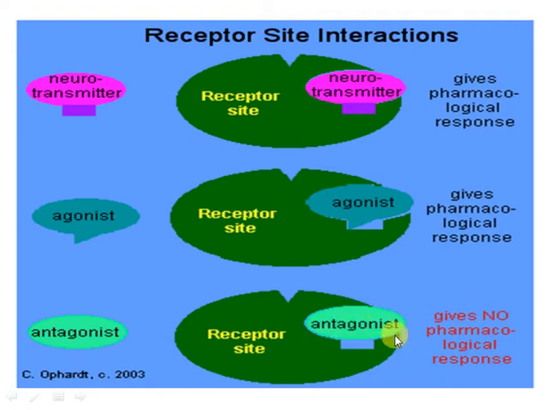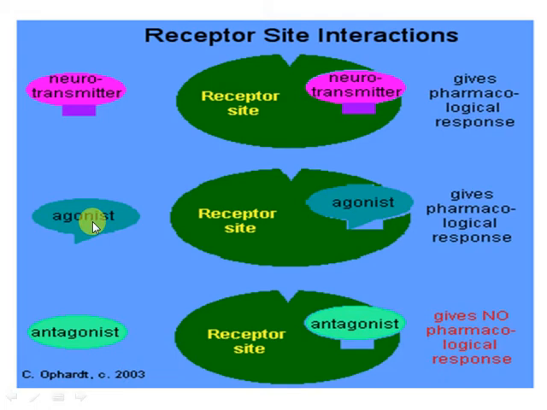Right? It forms a lid on the receptor site so that no neurotransmitter or no agonist should bind with the substrate, right? So this antagonist doing what? It's just blocking the site. So since the site is being blocked, no pharmacological response will be observed. So this is the difference between agonist and antagonist.